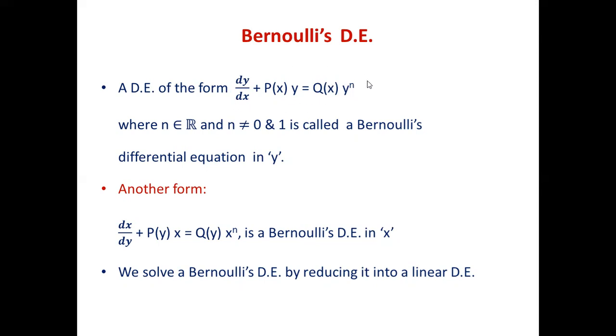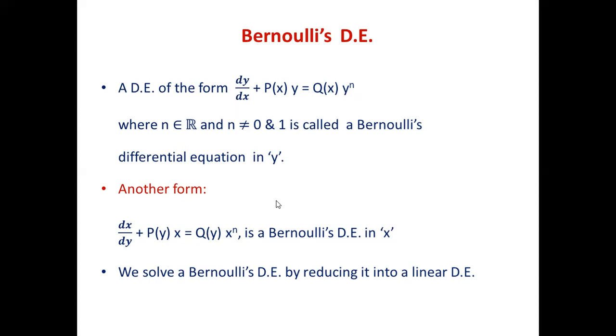This is one of the forms of the Bernoulli's differential equation, in which case y is the dependent variable and x is the independent variable. You see, here is another form of a Bernoulli's differential equation. In this form, x is the dependent variable and y is the independent variable. So a Bernoulli's differential equation is a first order, first degree differential equation having three terms.